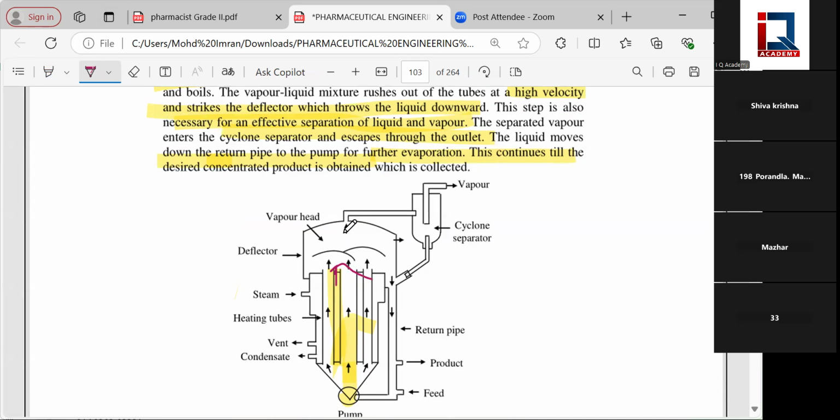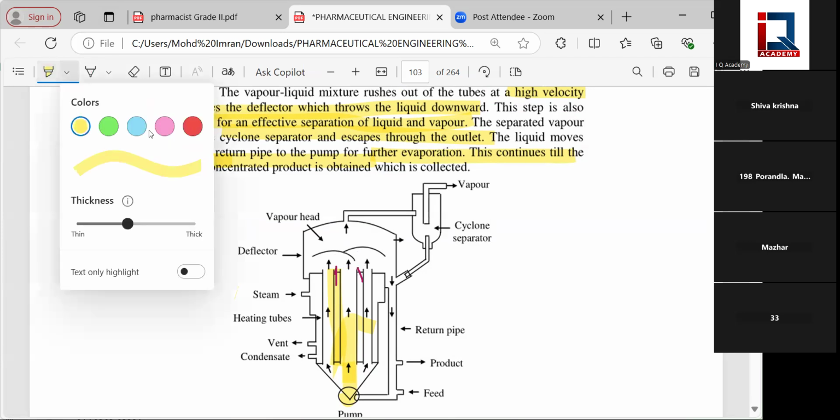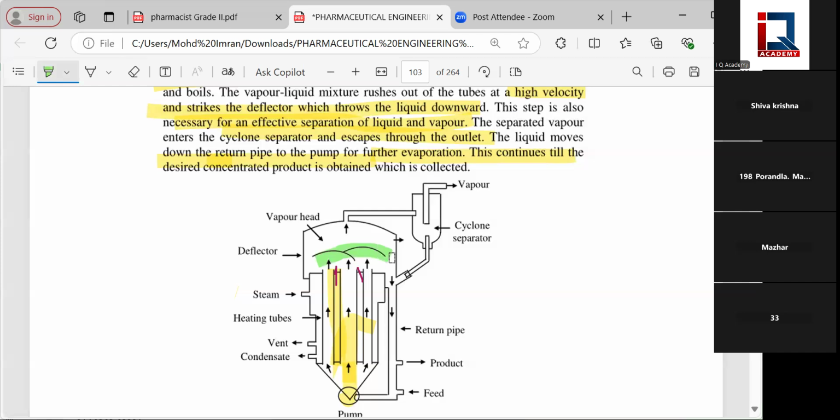Okay. So high pressure, high velocity liquid is coming out of these tubes, and when it comes out, immediately it strikes this deflector. And before that, what's happening? Just before touching the deflector, suddenly this region is low, right? In this green region, I'm trying to show you, the pressure drops, from high pressure to low pressure. So flash evaporation takes place and the mixture of gas and liquid is separated because of the deflector and cyclone separator. So this is what is happening in the forced film evaporator.